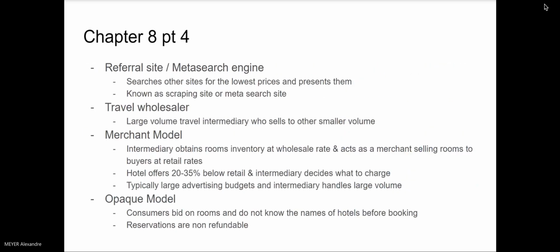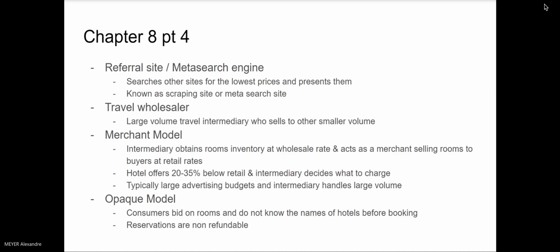There are also referral sites or meta search engines. They are sites that search other sites for the lowest prices and present them. They're also known as scraping or meta search sites, and examples would be Kayak and Travelzoo. So they essentially take the lowest rates across the board and present them in front of you, so you can see which hotel or which rate is most convenient for you. Then you have the travel wholesaler, which is essentially a large volume travel industry intermediary who sells to other smaller volume travel intermediaries. The biggest example is the American Society of Travel Agents, whose members pay 10% commission. It's not as popular as things like the merchant or the opaque model.